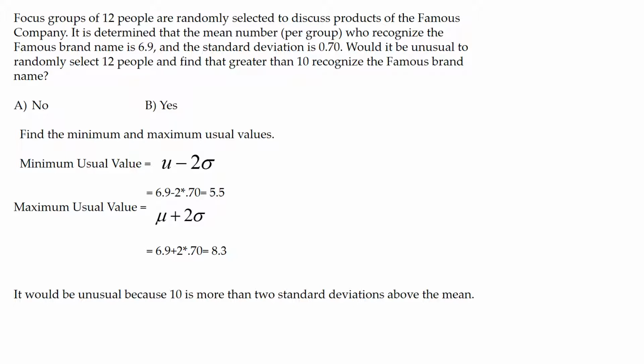The minimum usual value is the mean minus 2 standard deviations. The maximum usual value is the mean plus 2 standard deviations. The minimum is 6.9 minus 2 times 0.7, which equals 5.5. The maximum usual value is 6.9 plus 2 times 0.7, which equals 8.3. 10 is more than 2 standard deviations above the mean, therefore it is unusual.